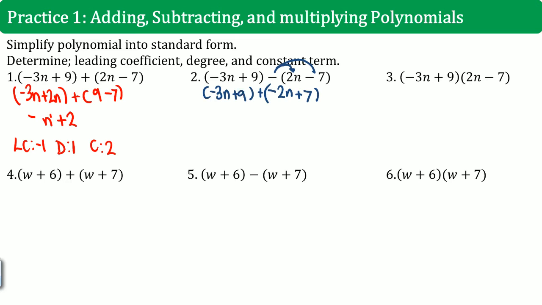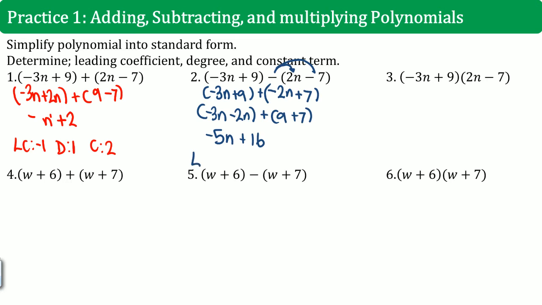All right, now it's in addition, so it becomes easier. So you have negative 3n plus negative 2n, plus 9 plus 7. Negative 3n minus 2n becomes negative 5n. And 9 plus 7 will become 16.